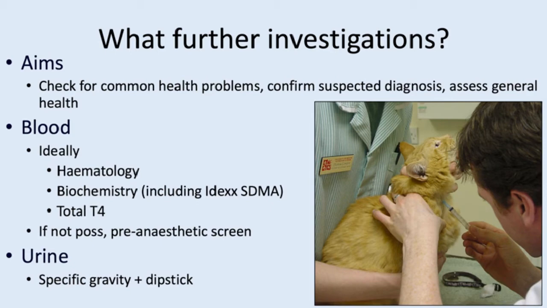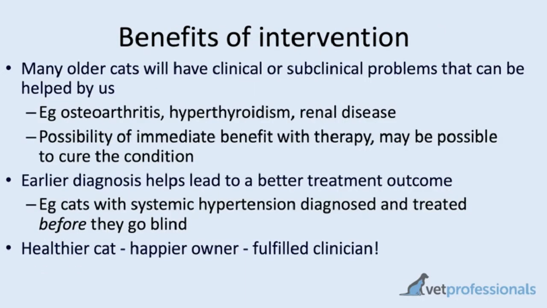If doing that combination is not possible for whatever reason, then probably what you would offer as a pre-anaesthetic screen is going to be a very good start. So even if that's just a PCV for haematology, liver enzymes, urea, creatinine and proteins on your biochemistry, ideally do a glucometer in the consulting room to just add that to the mix. And if you see, for example, an increase in liver enzymes, then a good next step would be to check the T4. Urine, as we've mentioned, it's specific gravity and dipstick primarily, so free catch sample, absolutely fine for that.